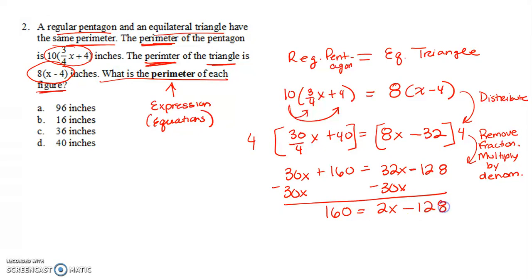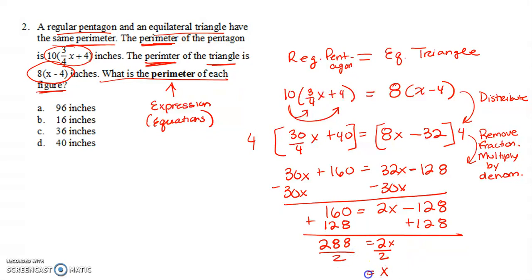Remember, pause the video at any moment if you feel like this is going too fast. Go back, rewatch it, rewind. It's the beauty of technology. Use it. Add 128 on both sides. I get 2x equals 288, and x is equal to 144.